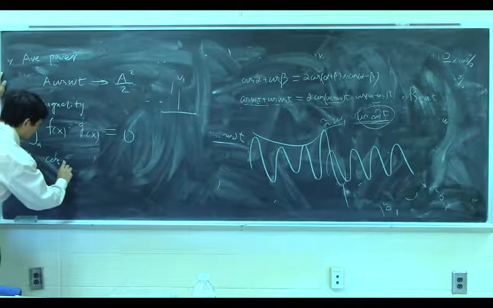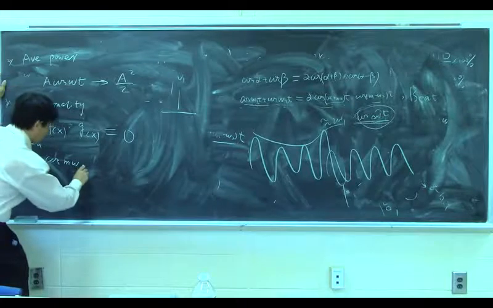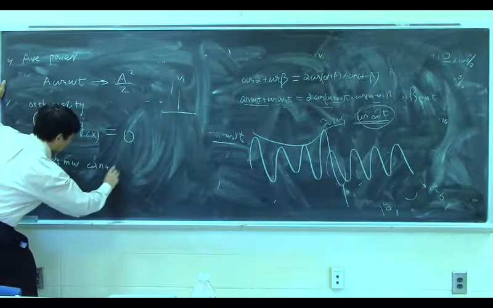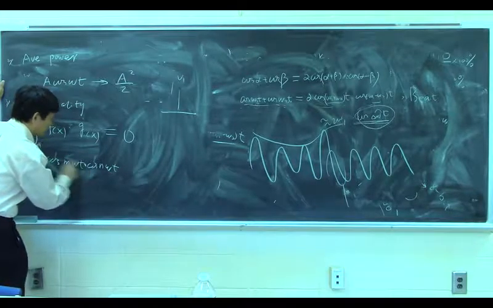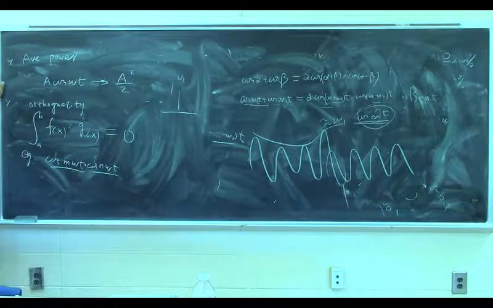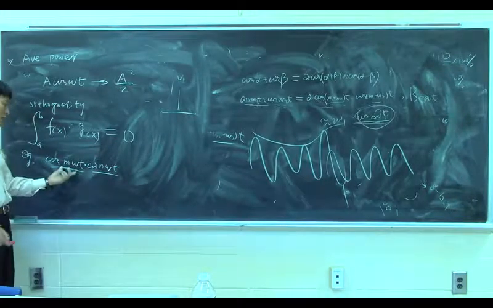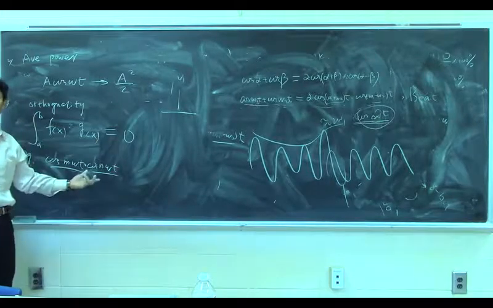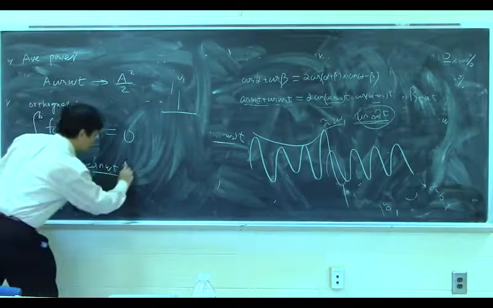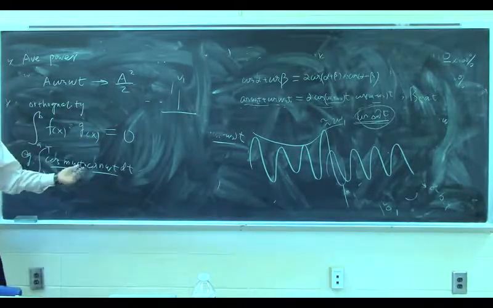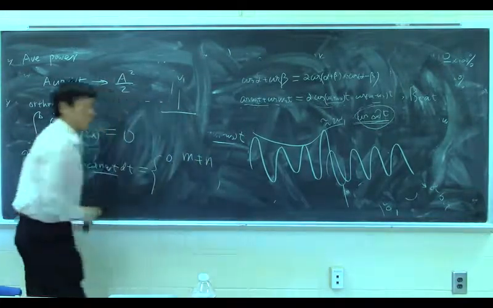Cosine m omega t and cosine n omega t. You multiply these two signals. They have different frequencies. This is m omega, this is n omega. For example, this is 10 Hz, this is 20 Hz, or 30 Hz, different m. If you do the integration over one period, dt, you can do it by yourself. We know if m is not equal to n, this equals 0.